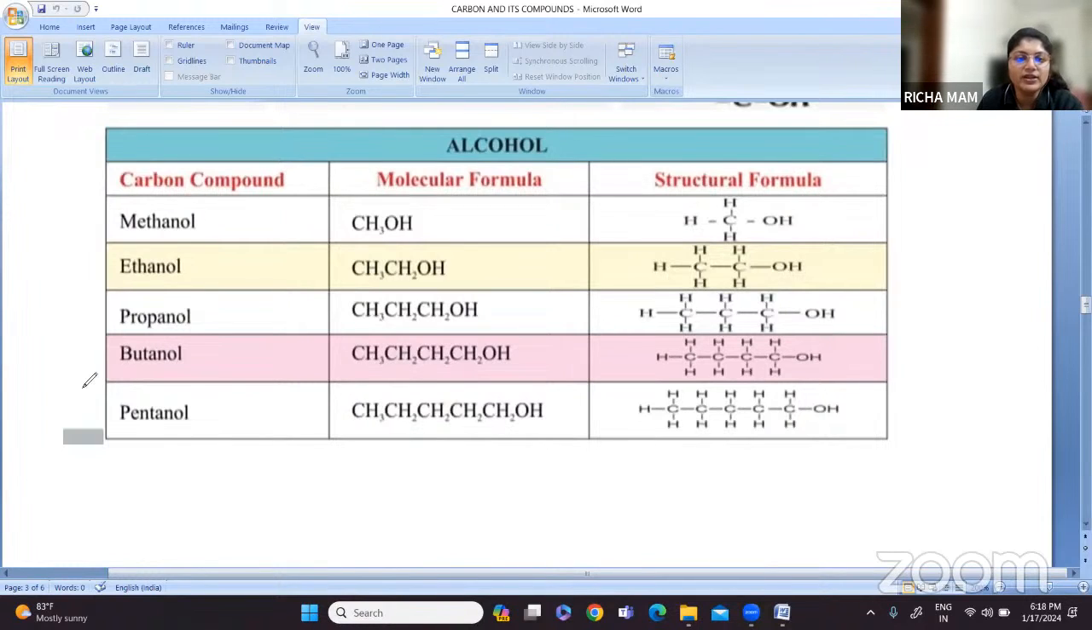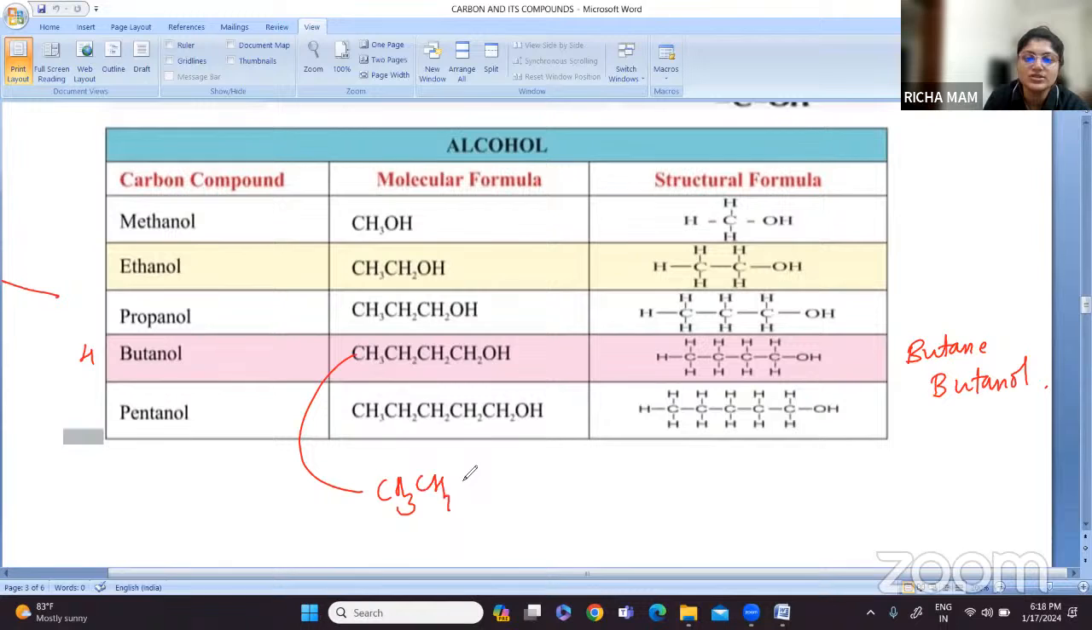Now moving forward, what do you mean by butanol? When the number of carbon atoms is four, it is termed butanol. So from butane, the E is replaced by OL, so it is butanol. The carbon atoms are CH3CH2CH2CH2OH. This is the molecular formula of butanol.